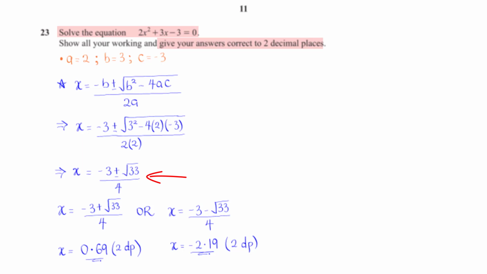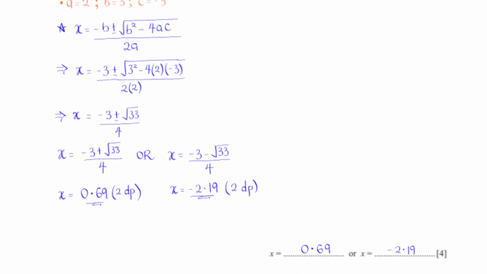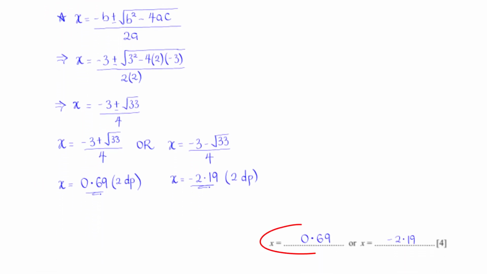So at this point, we have the first value of x being negative 3 plus square root of 33 over 4, and the second value of x being x is equal to negative 3 minus square root of 33 over 4. So when we type these into the calculator, we get the first value of x being 0.69 correct to 2 decimal places, and the second value of x being negative 2.19 correct to 2 decimal places.